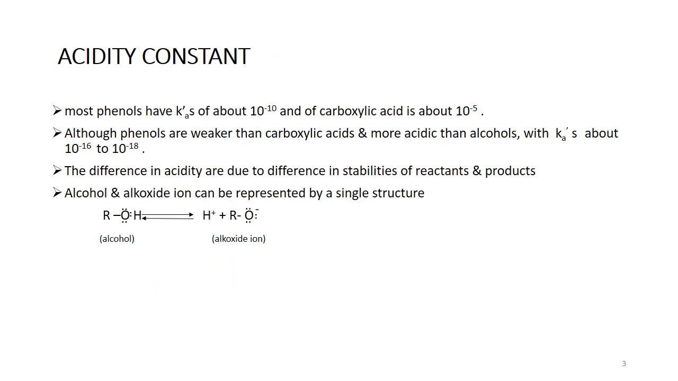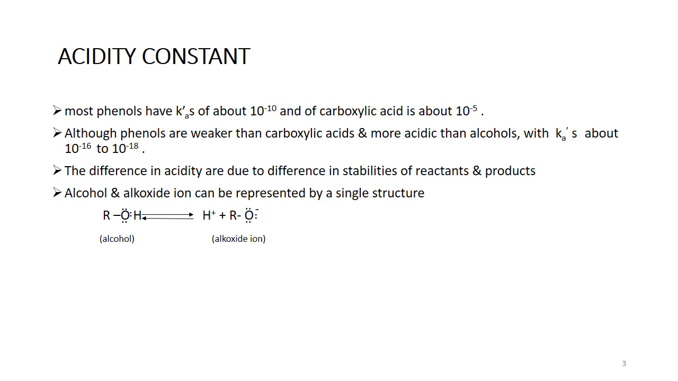We know that the acidity constant Ka value gives us an idea about the measure of the acidity of an organic compound. Phenols have a Ka value of 10 raised to minus 10, and for carboxylic acids the Ka value is 10 raised to minus 5. Alcohols are also acidic and they have Ka values of about 10 raised to minus 16 to 10 raised to minus 18. So if we arrange carboxylic acids, phenols and alcohols in the order of acidity, carboxylic acids have more acidity, then comes phenols, and alcohols have the least acidity.